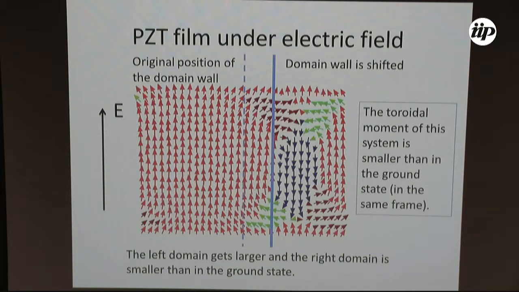Then we applied an electric field up, and the up domain widens and the down domain shrinks. So if we calculate the toroidal moment in such a situation, I should note that before that we should subtract the constant polarization, because otherwise it will be a mistake. And the remaining toroidal moment becomes smaller, so it is decreasing. And this means that we already have the emergence of magnetization in such a system.